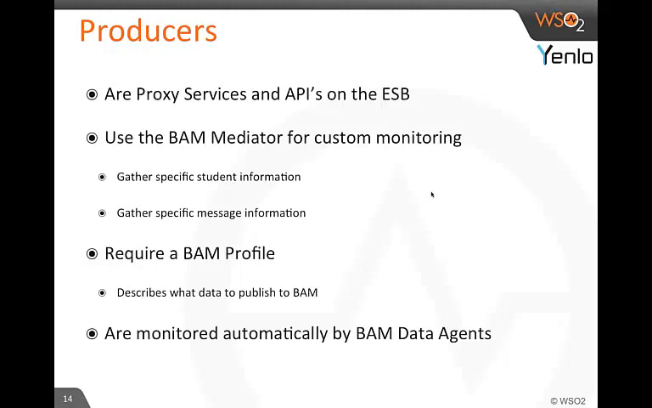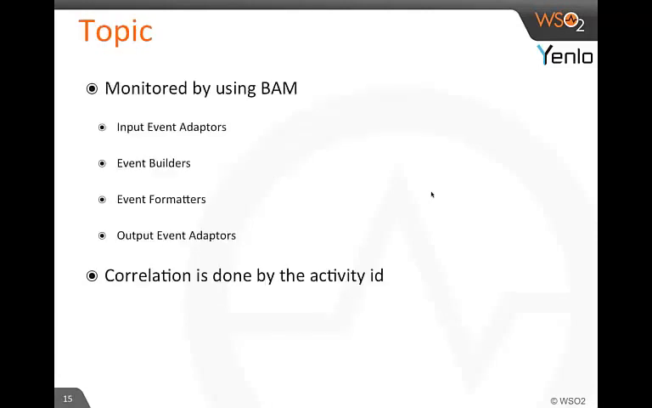Again, the topic is also monitored by the BAM, and to monitor the topics within the BAM, we're using the input event adapters, event builders, event formatters, and output event adapters, which is new with WSO2 BAM 2.4.0. With this functionality, it's possible to read messages from topics, send them to the Cassandra database that's underneath the BAM, and then start analyzing messages from there. We're using the activity ID to correlate on those messages, and the activity ID is, for example, a JMS property on the message. Centuria will explain about activity monitoring later on.